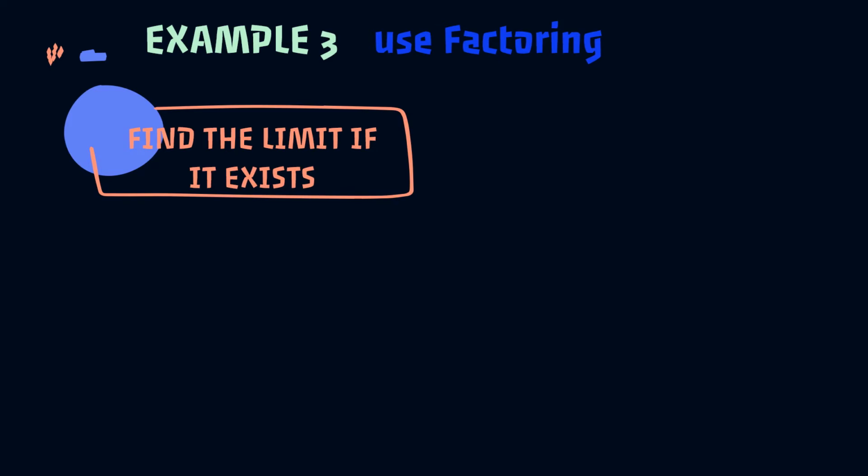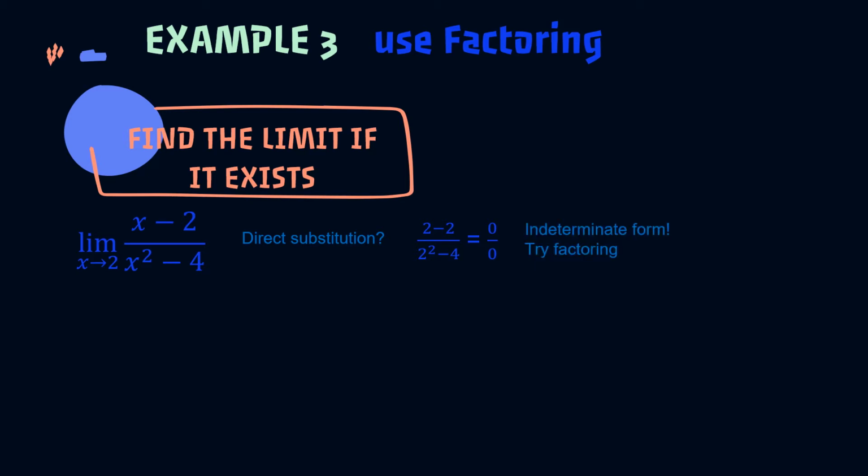Find the limit if it exists of the expression x minus 2 over x squared minus 4 as x gets close to 2. Does direct substitution work? Let's see. Let's replace the x by the value 2. At the top, it will be 2 minus 2, over, replacing the x at the bottom, 2 to the second power minus 4. In both cases, top and bottom, we get 0, and we have the form 0 over 0, that is an indeterminate form. So direct substitution doesn't work.